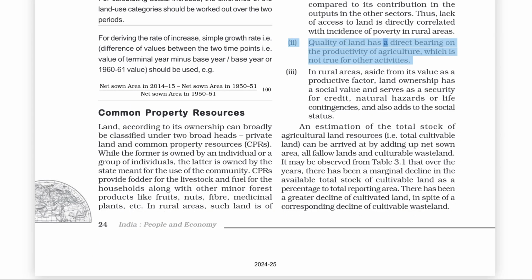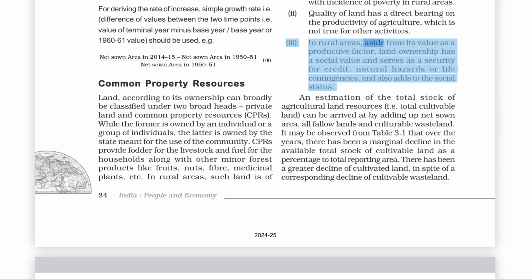2. Quality of land has a direct bearing on the productivity of agriculture, which is not true for other activities. 3. In rural areas, aside from its value as a productive factor, land ownership has a social value and serves as a security for credit, natural hazards, or life contingencies, and also adds to the social status.